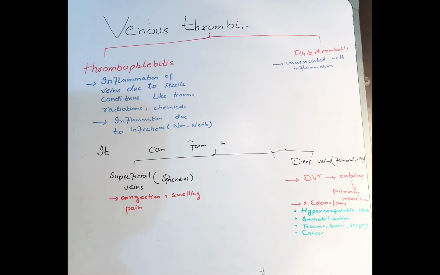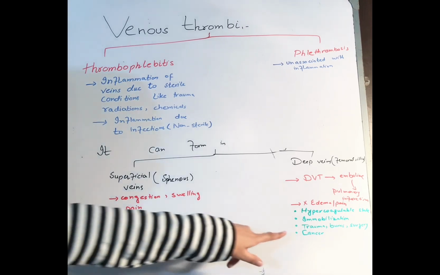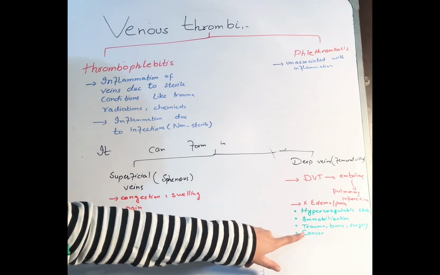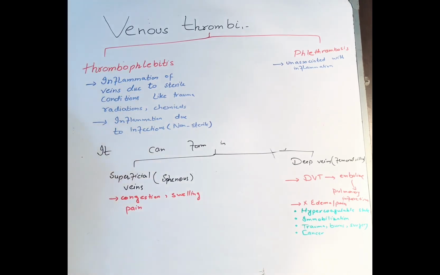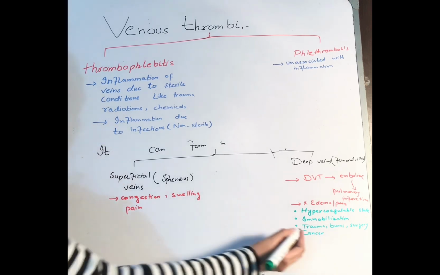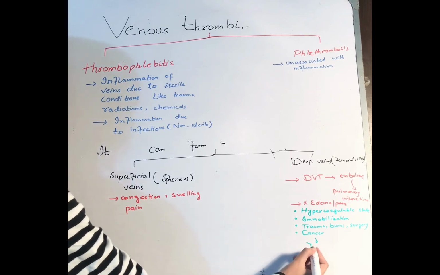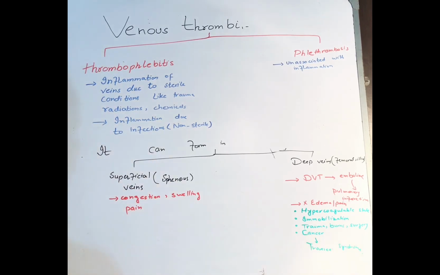Now, cancer. Cancer, we know that the tumor itself releases some procoagulant factors that will lead to deep vein thrombosis, and this deep vein thrombosis, which is due to cancer, which is due to the tumor, is known as Trousseau syndrome. This was all about venous thrombosis.